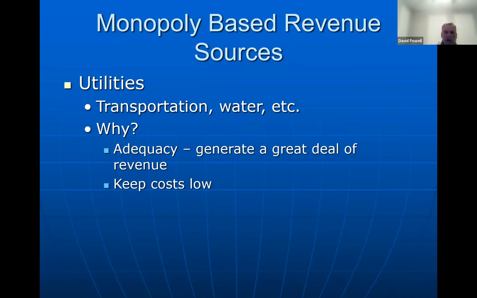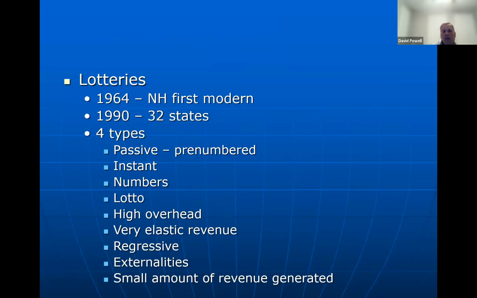Now through deregulation, we no longer see that being the case. And so all cities will rely upon taxes to some degree or another, just because you don't have the same adequacy you used to have before deregulation efforts. Another example of a monopoly-based revenue source: state-run lotteries.